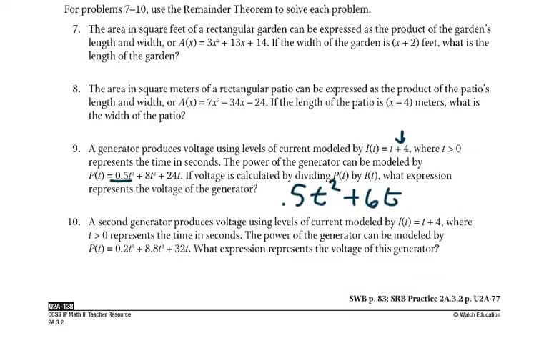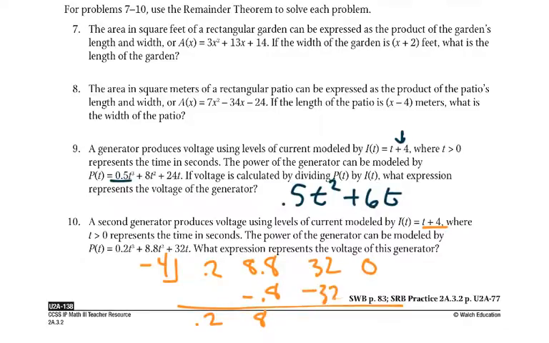Okay, now the last one. I don't have much time to do this one, so plus 4 again, so we have negative 4, 0.2, 8.8, 32, and then 0. Bring down 0.2, then negative 4 times 0.2 is negative 0.8. Add those, we'd get 8. Negative 4 times 8, negative 32, gives us 0, and then zeros again. So my result would be 0.2t squared plus 8t, and boom.